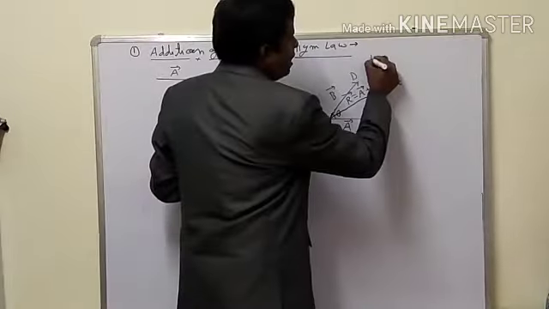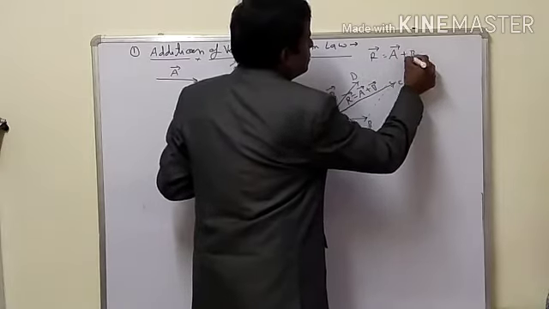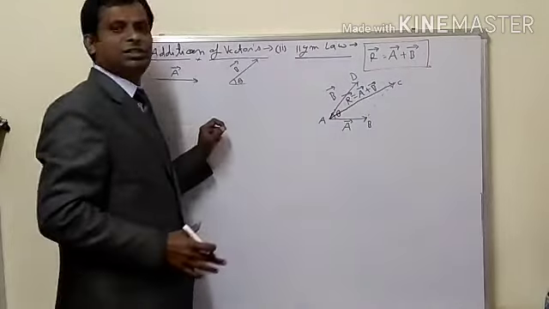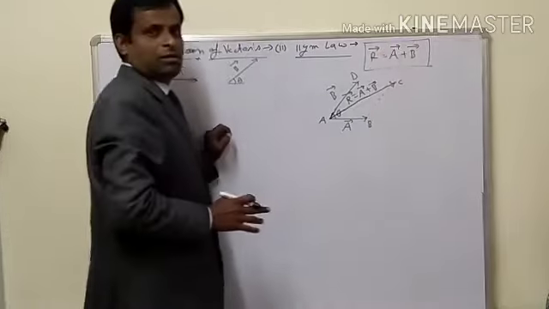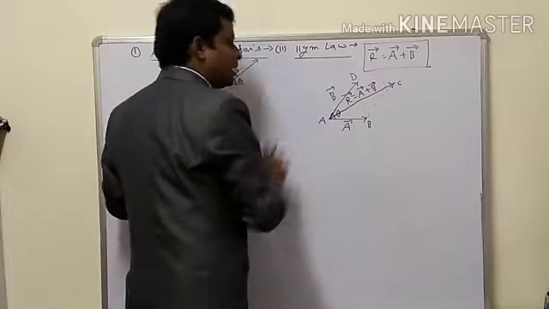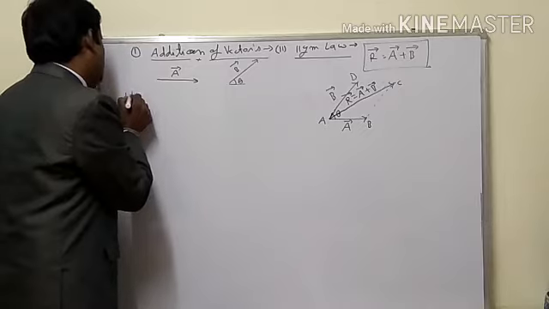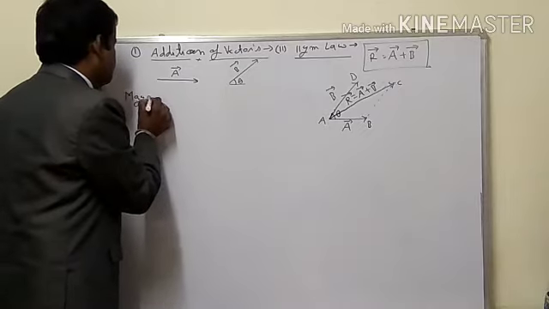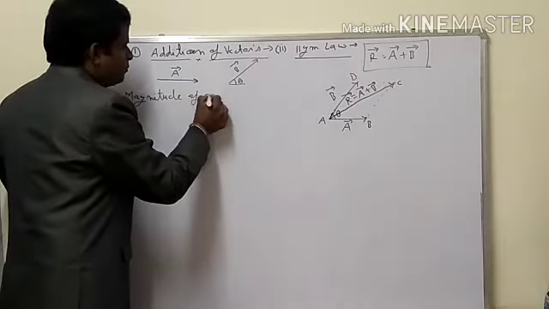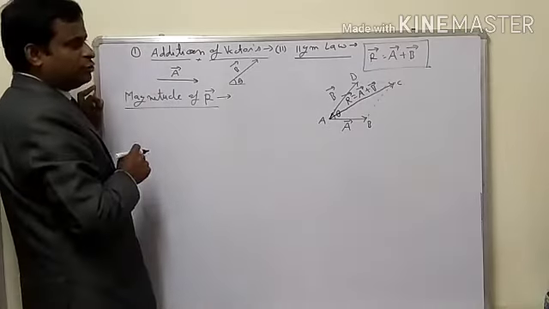Now, this R vector is A vector plus B vector, where R vector is the vector representation of the addition shown. Getting it? But if you want to find the magnitude of this R vector, then how will you find it? Now I am going to find the magnitude of R vector.